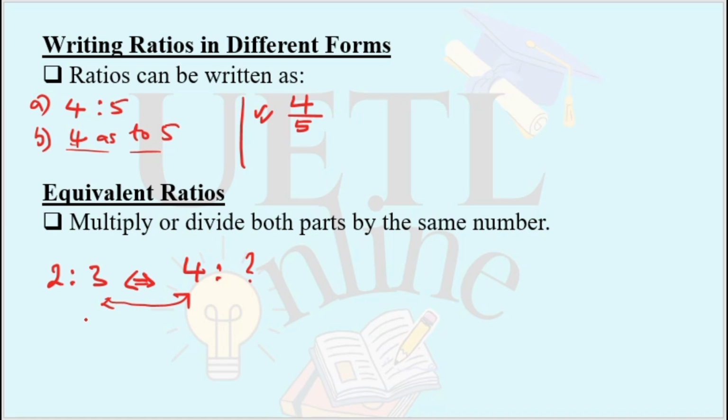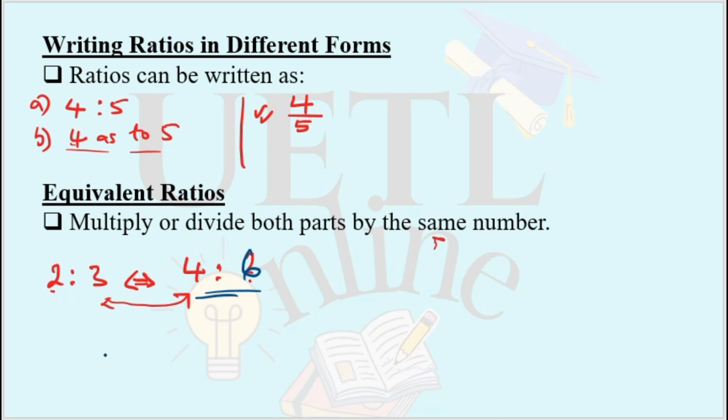In this case you have to make sure that you multiply or divide both parts by the same number. Here you see that this 2 was multiplied by something to get 4. So the same something has to be multiplied to 3 to get the second number. We multiplied 2 by 2 to get 4, so we have to multiply 3 by 2 as well, and we get 6. So this becomes our answer. This is about equivalent ratios.